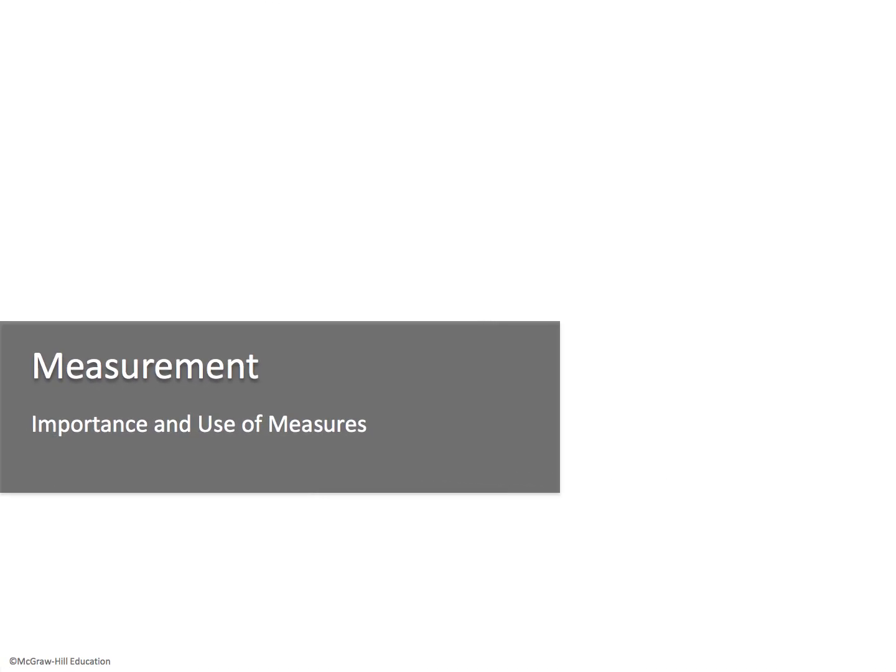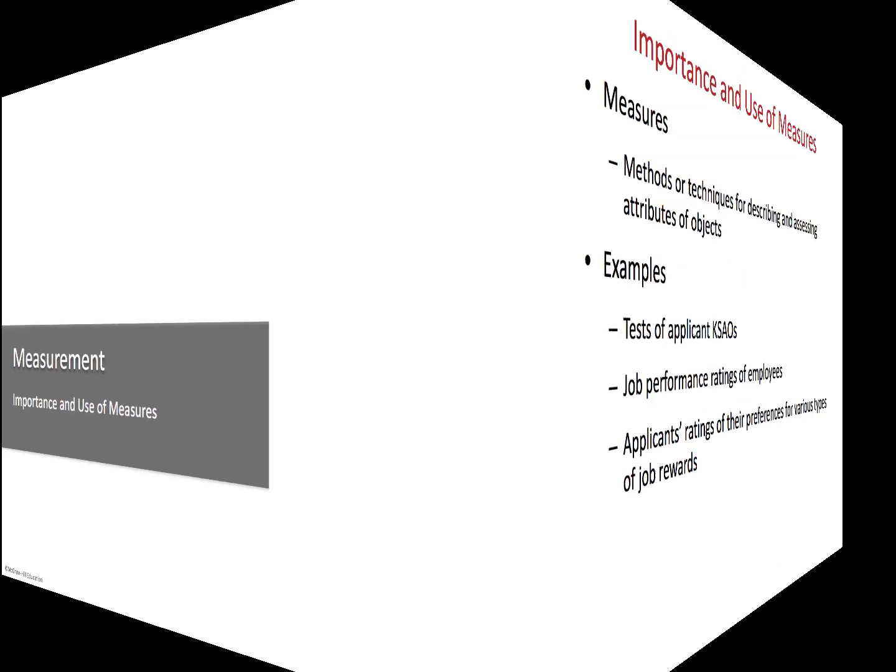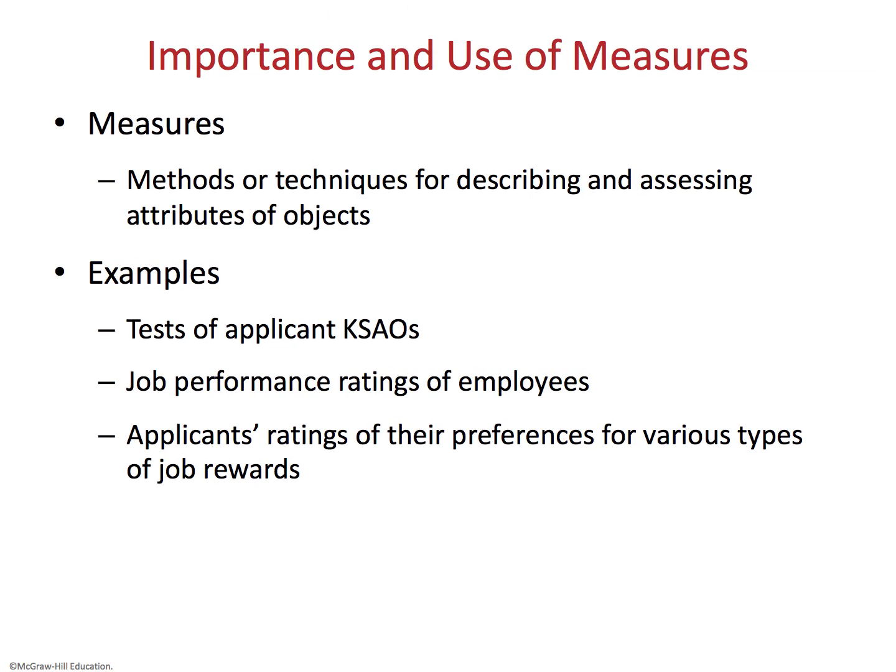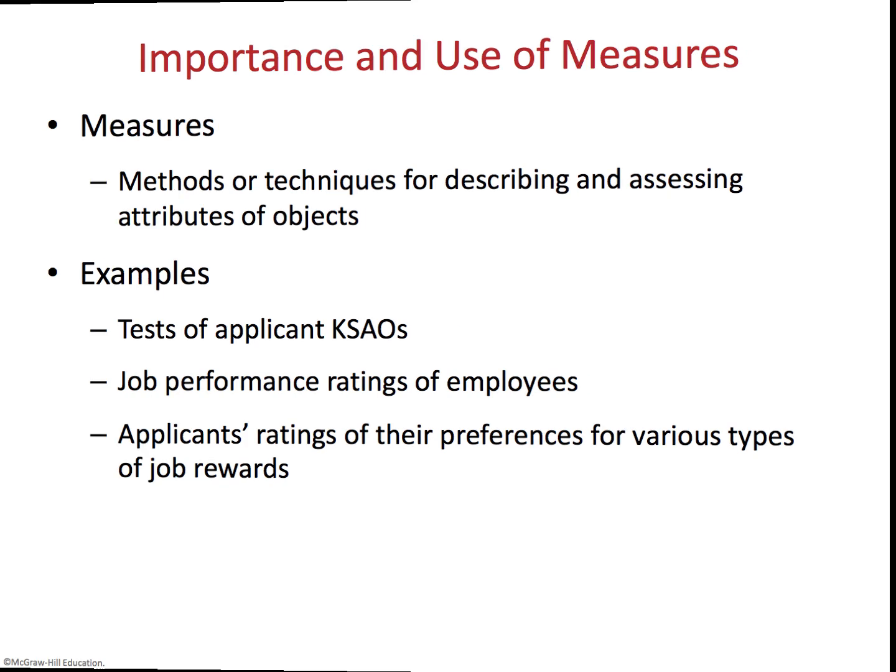We start with why measurement is important and how we might use measures. Measures are the substitutes for the scale or ruler we might use to assess a physical object. The job analysis identifies KSAOs needed for a specific job, but how do we fairly evaluate the extent to which a candidate possesses one or more KSAOs? And then how do we compare one candidate to another? Measures give us a way to do that.